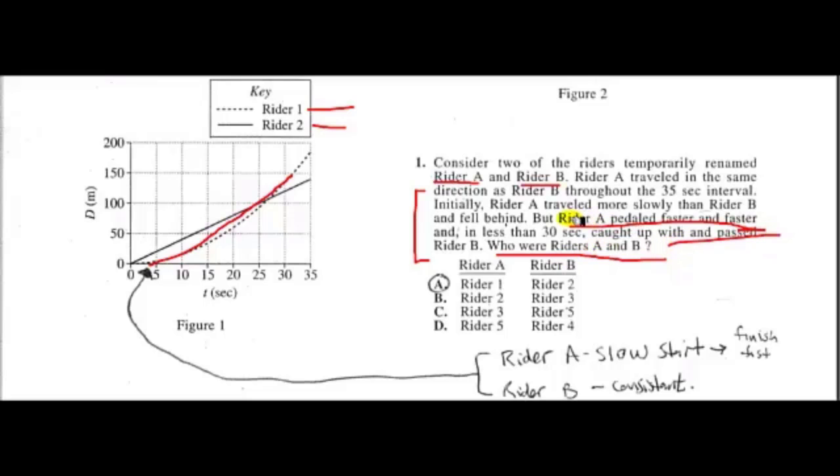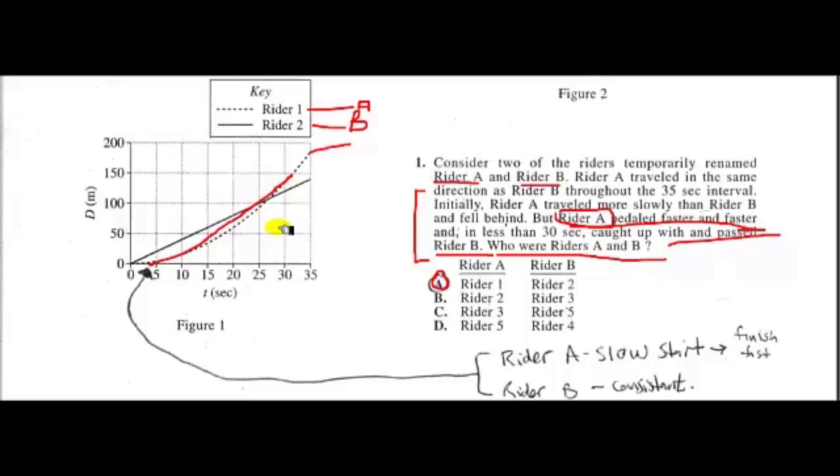So which one? Looks like this one pedaled faster and faster and caught up and passed. So it looks like Rider A caught up and passed Rider B. So it looks like this dotted line is going to be Rider A. And this one will be B based upon the information that we get in here. So that means Rider 1 is the dotted line, which is A. And Rider B will be Rider 2. So Rider B is 2. So that leaves us with answer choice A.